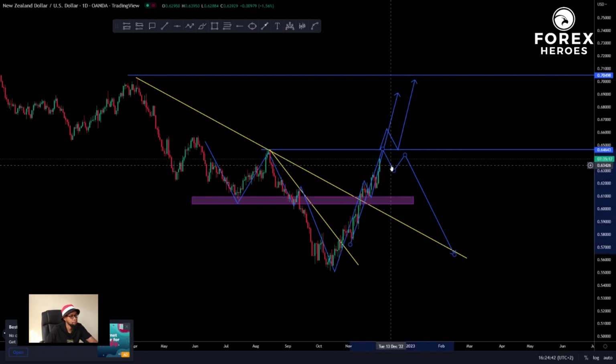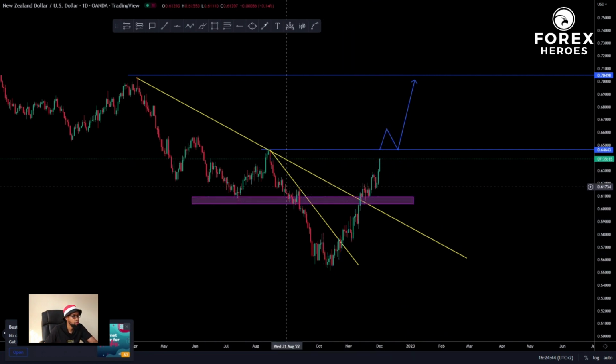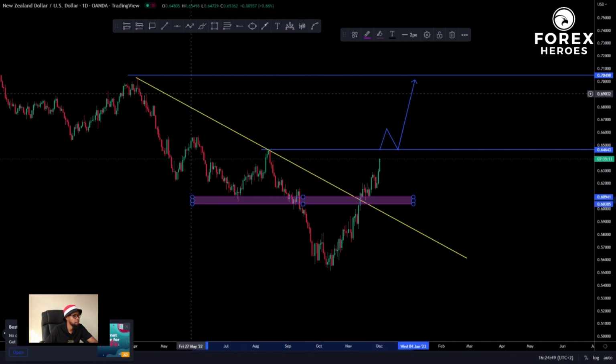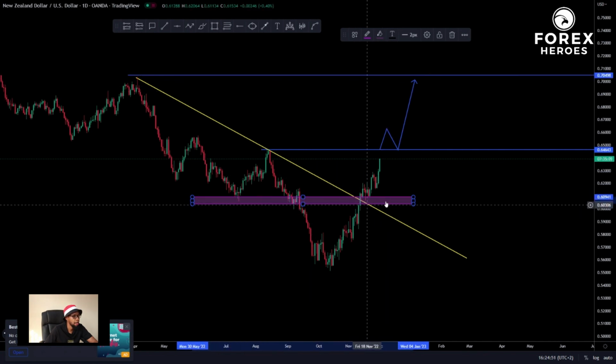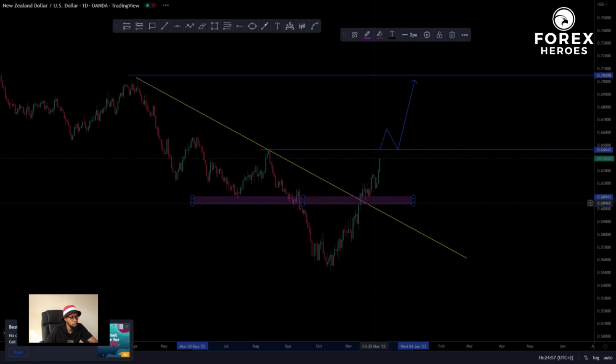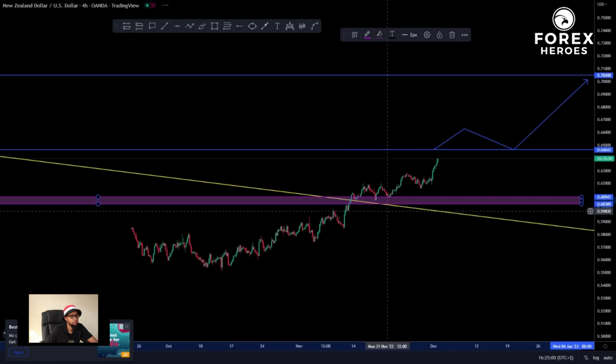So let's look at the 4-hour, because for me to say we can eventually push here is because I can see here we broke. So let's go to the 4-hour time frame.